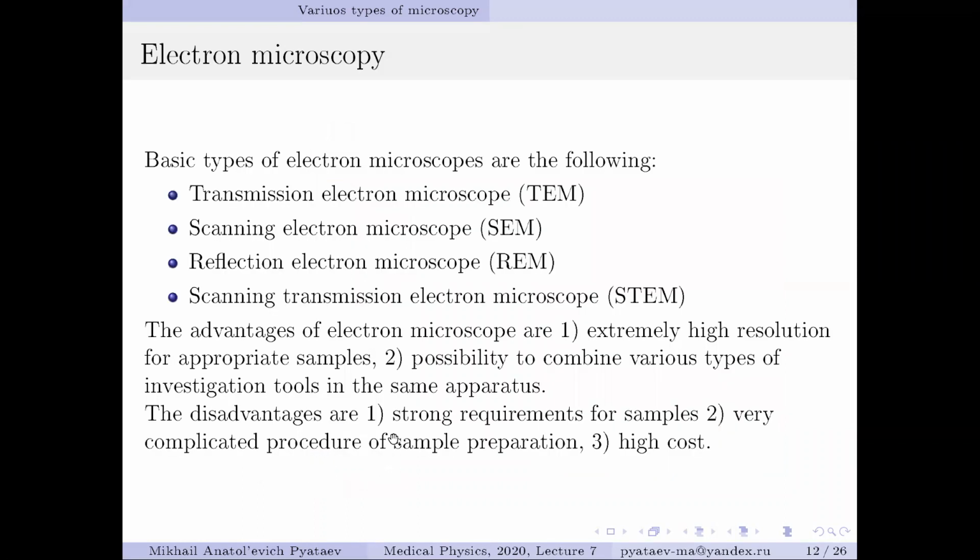Well, now let us discuss its types and its advantages and disadvantages. So there are several types. It is transmission electron microscope, when the image is formed on the screen. Another way is scanning electron microscopy. In this case, the object is moved.